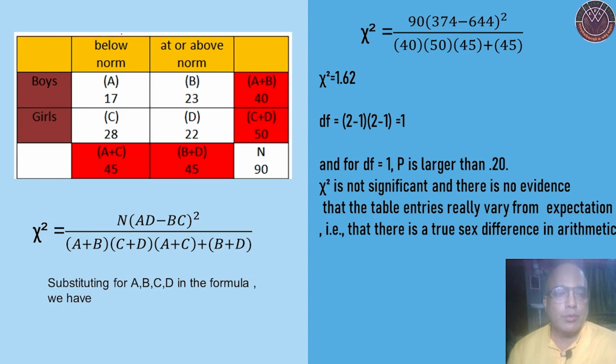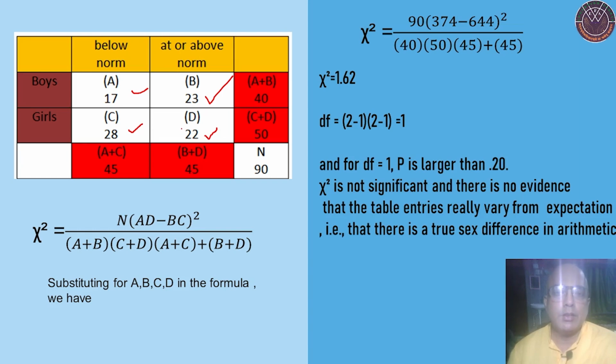So the table says that 17 boys perform below the national norm and 23 boys perform above the national norm. Similarly for girls, out of 50 girls, 28 were below the national norm and 22 were above the national norm. So in this case, this is one other example.